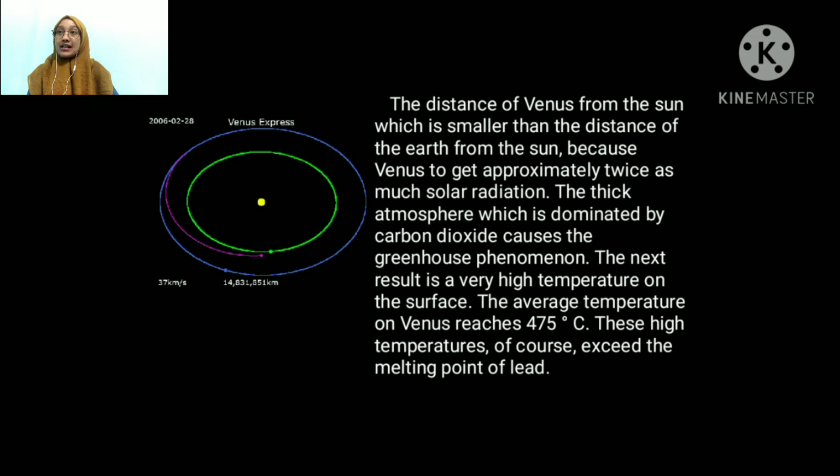Because the distance of Venus from the Sun is smaller than the distance of the Earth from the Sun, Venus gets approximately twice as much solar radiation. The thick atmosphere, which is dominated by carbon dioxide, causes the greenhouse phenomenon. The result is a very high temperature on the surface. The average temperature of Venus reaches 475 degrees Celsius. This high temperature, of course, is above the melting point of lead.